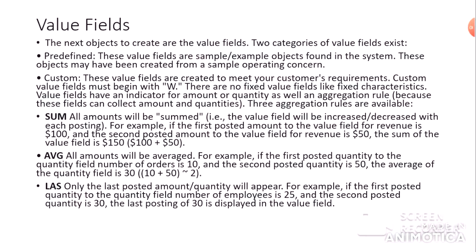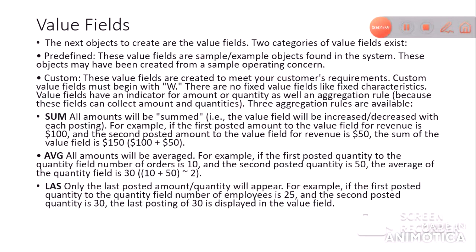Average. All amounts will be averaged. For example, if the first posted quantity to the quantity field number of orders is 10 and the second posted quantity is 50, the average of the quantity field is 30. LAS. Only the last posted amount or quantity will appear.